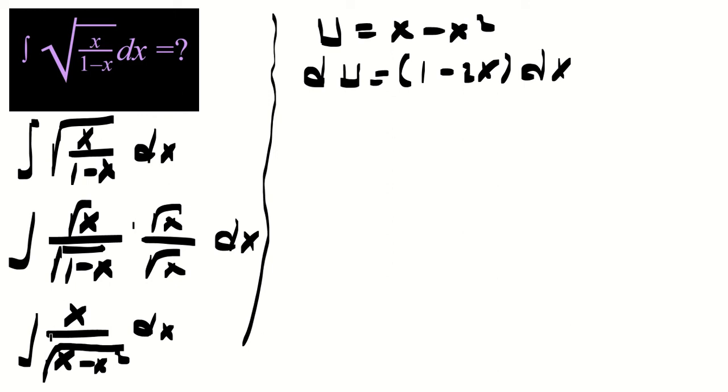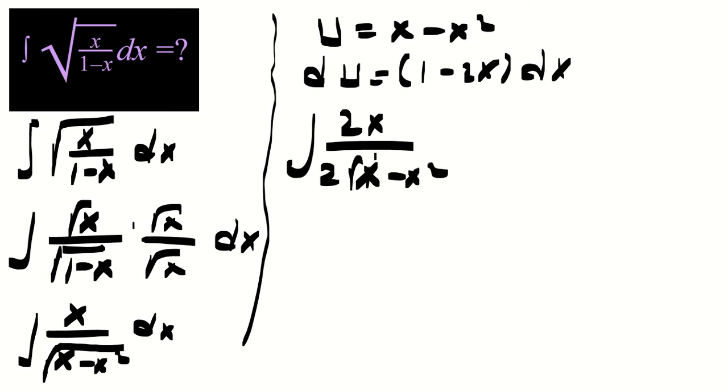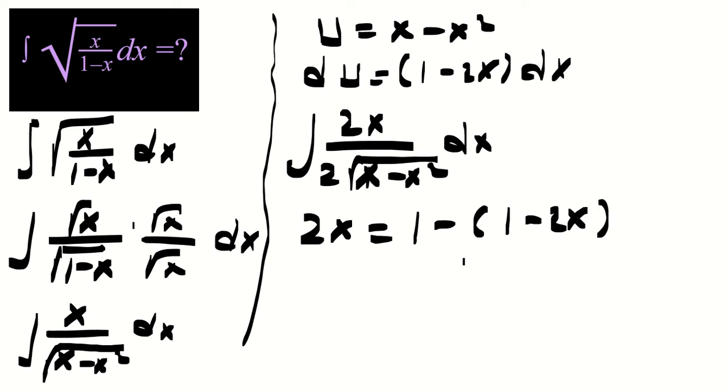But we can multiply both of them by 2. So when you multiply by 2, the integral will be 2x over 2 square root of x minus x square dx. Now we have 2x, but we still don't have 1 minus 2x. But the 2x can be written as 1 minus (1 minus 2x). We can write 2x in this form.